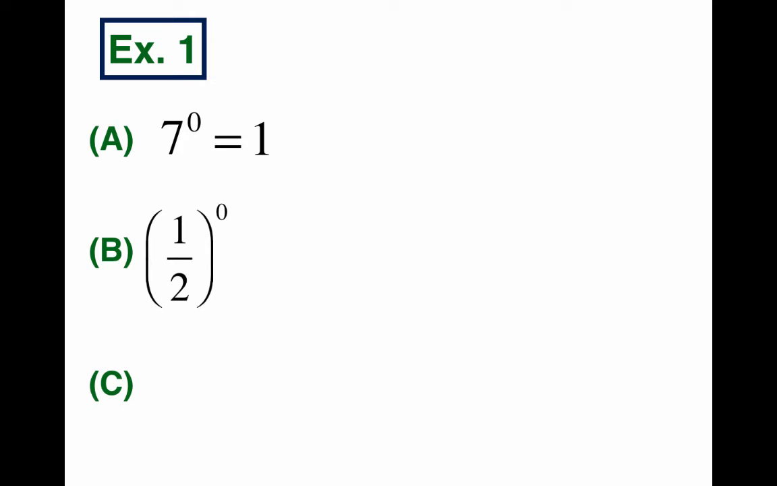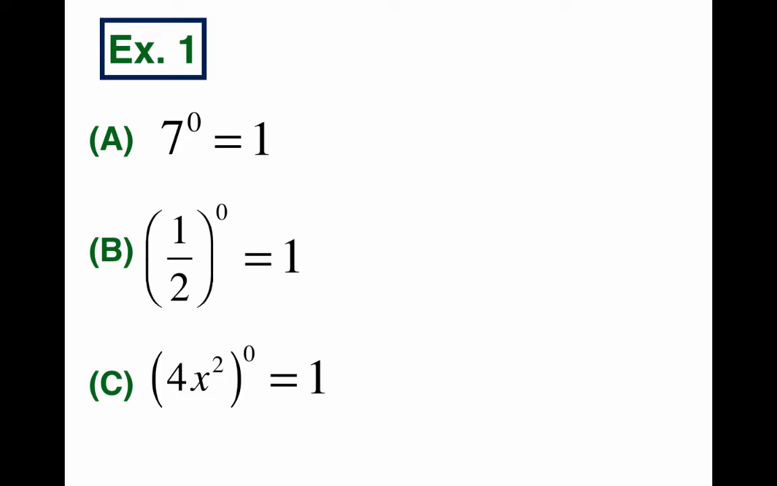Let me show you an example of some 0 powers. I'm going to show you 3 of them, A, B, C. So make some space in your notes for A, B, C. Here's an example, 7 to the 0 power. Most people think it's 0, but it's not, it's 1. Anything to the 0 power is 1. How about 1/2 in a parenthesis to the 0 power? Well, it's to the 0 power, so it's got to equal 1. Or like this thing, 4x squared in a parenthesis to the 0 power. No matter what it is, if it's to the 0 power, it's equal to 1.